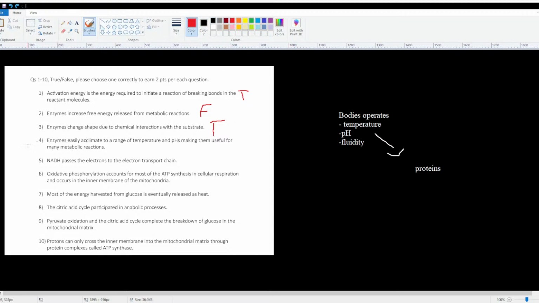So I'm going to put a star next to the ones that I could be wrong on. I could be wrong on this one, but I'm going to say this is false, because like I said, proteins operate at a specific range of temperature and pH. So I'm going to say that one is false.